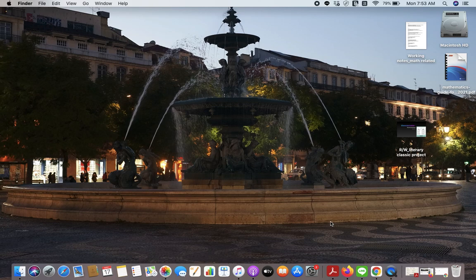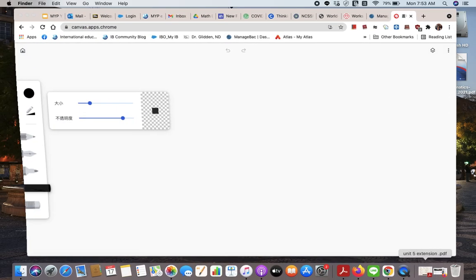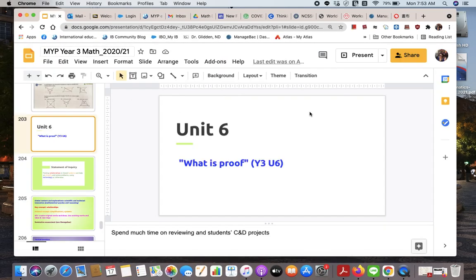So keep an eye on all the messages from ManageBack, and I would also arrange some time with you to have some small group or individual meetings through either Line or Zoom or Google Meet. Personally, I prefer Google Meet because it's more user friendly. Anyways, let's take a look at Unit 6 as our demo.